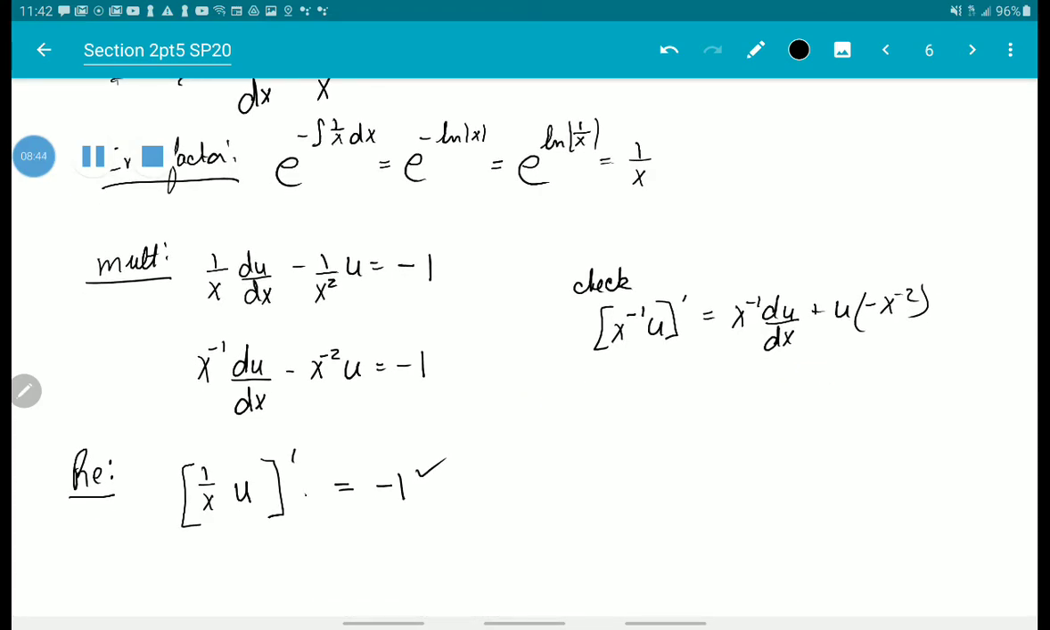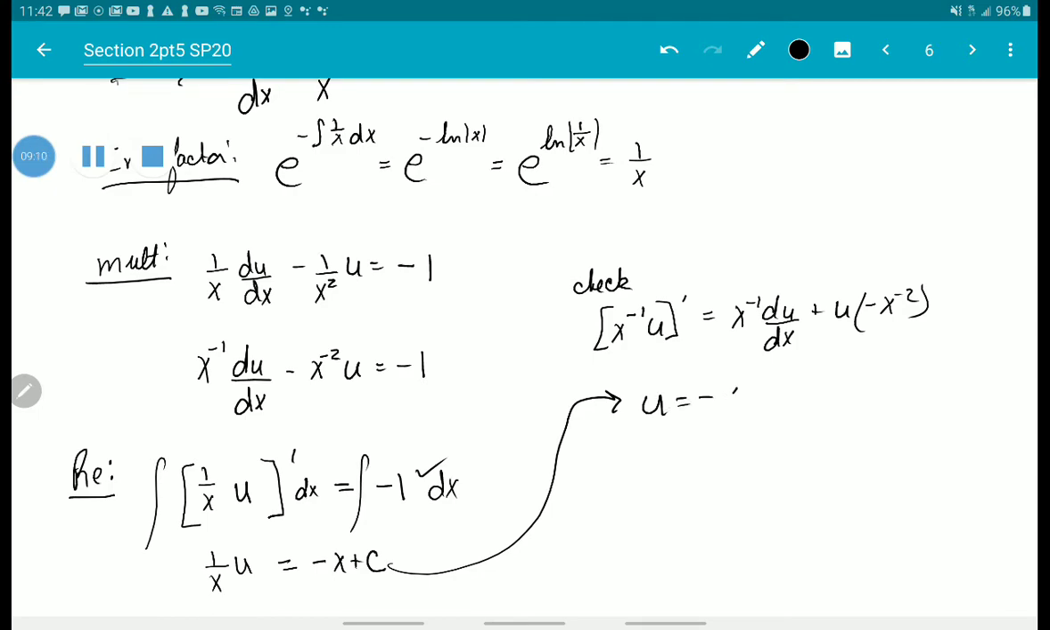So now we can multiply both sides by dx, and then we can integrate. So when we integrate something we want to take the derivative of, we end up with just what's in the brackets, 1 over x times u. And when we integrate the right-hand side, we're going to have negative x plus c. Multiply both sides by x. We have u is equal to negative x squared plus cx.